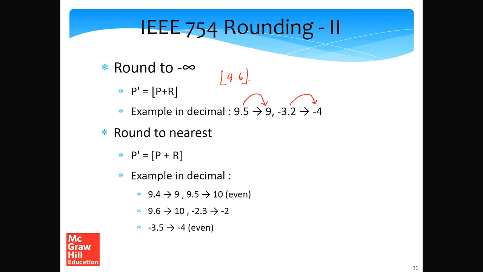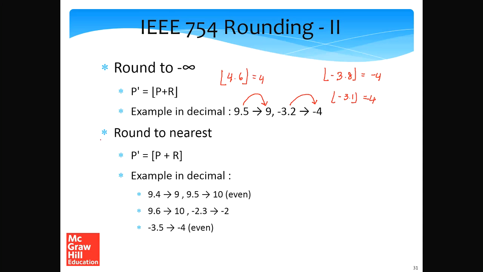For example, 4.6, the floor is 4. Minus 3.8, we go to the integer that is lower than it, that is minus 4. In fact, even for minus 3.1, we go to the next lower integer, which is minus 4. So what are the three modes that we have discussed right now? Straightforward truncation, round to plus infinity, and round to minus infinity.